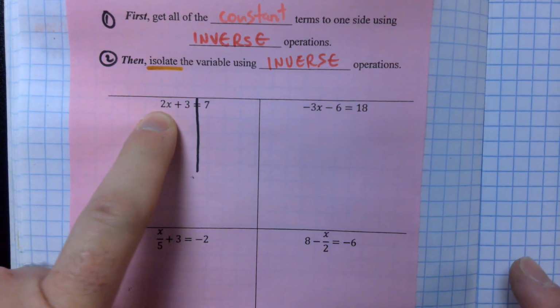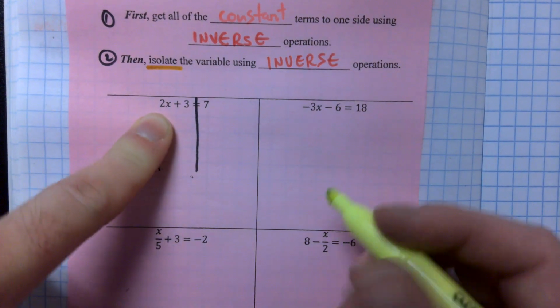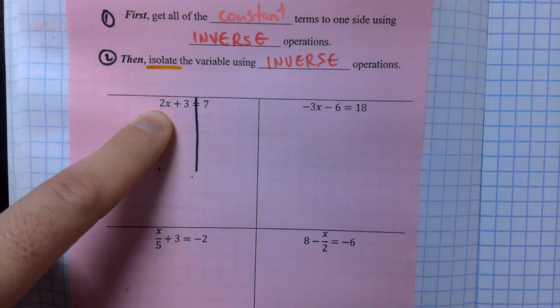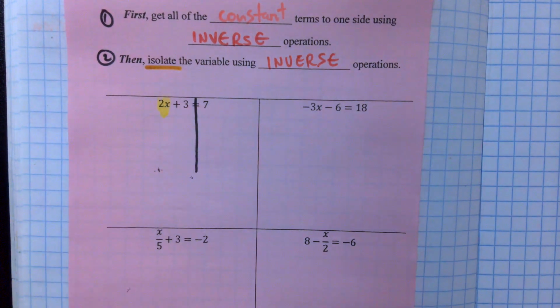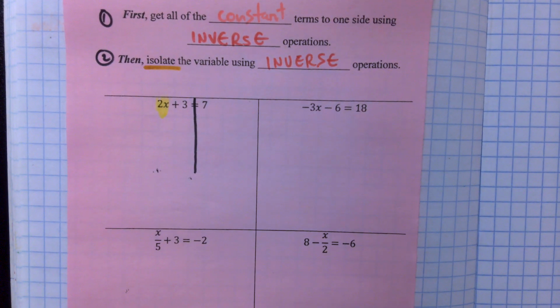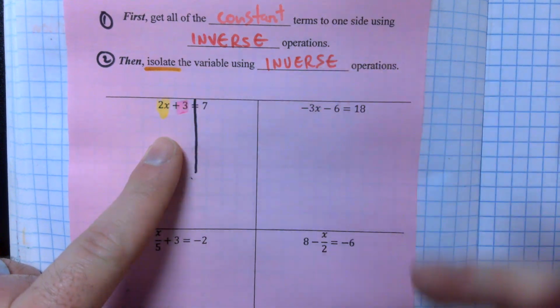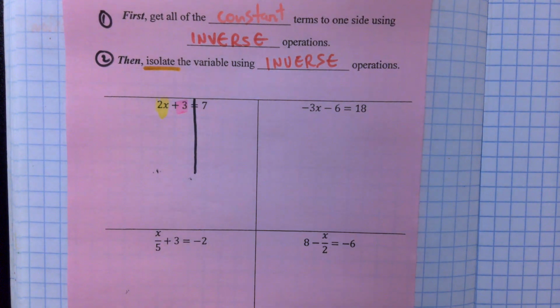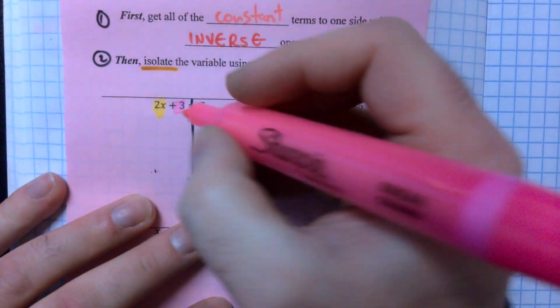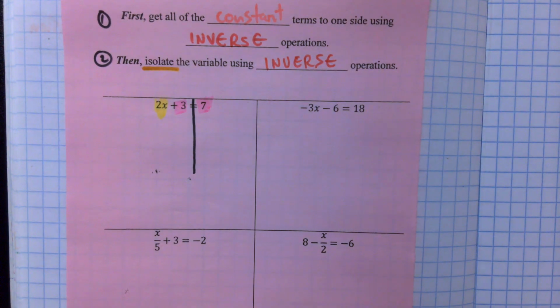What type of term is 2x? Constant or variable, Vanessa? Variable. What color should I highlight 2x? Yellow. Everyone agree with that? How can we tell it's a variable term? Because it has a letter. It has an x. Exactly. Let's look at 3. Is 3 a variable term or a constant term? Constant. How can I tell? It's just a number, all alone. Exactly. What about 7? Constant or variable? Constant. How do I know it's constant? It's just a number. Exactly.